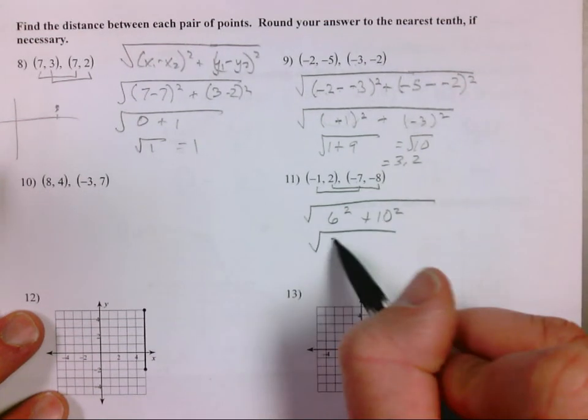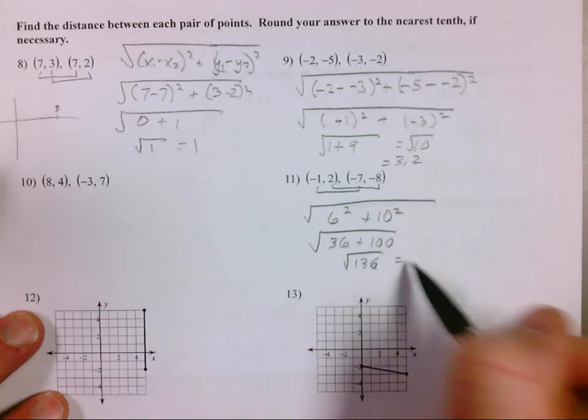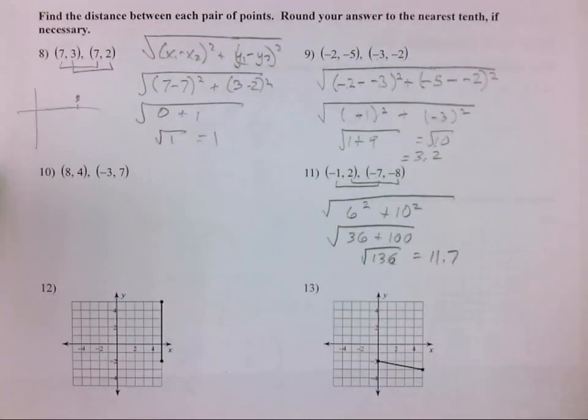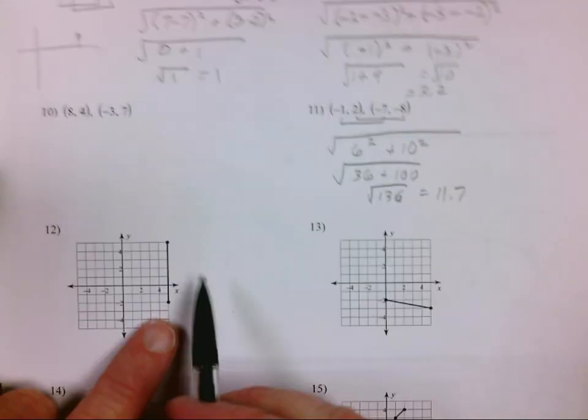Sometimes we forget that when we're doing this formula, plugging everything in all the time. So like this picture right here, I can count. For number 12, I can count 1, 2, 3, 4, 5, 6, 7. That's the length.